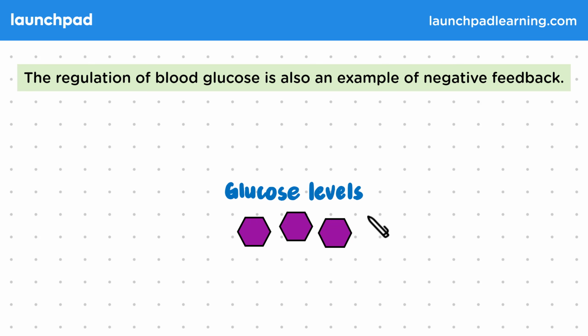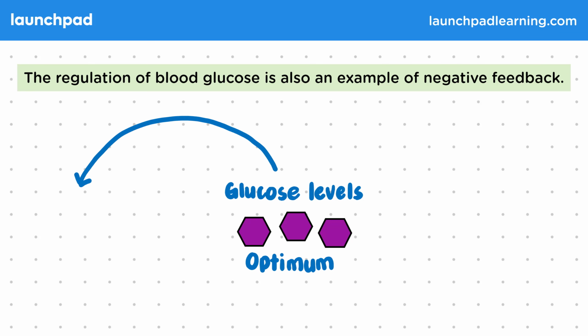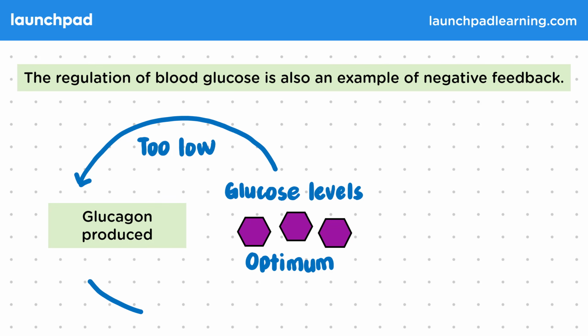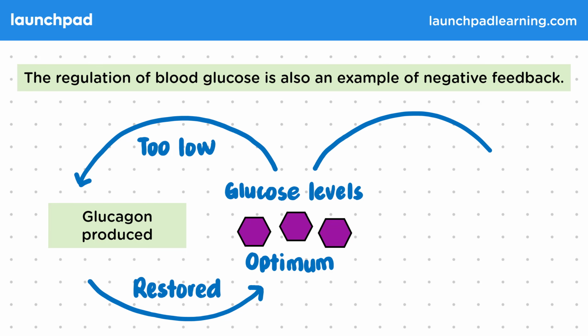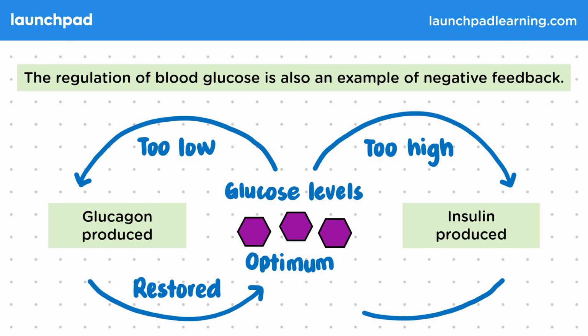We want to maintain the optimum level of glucose in our blood. If glucose levels get too low, then we find that glucagon is produced. This then restores the glucose back to the optimum level. If glucose levels get too high, then we find that insulin is produced. This also restores glucose levels to the optimum.